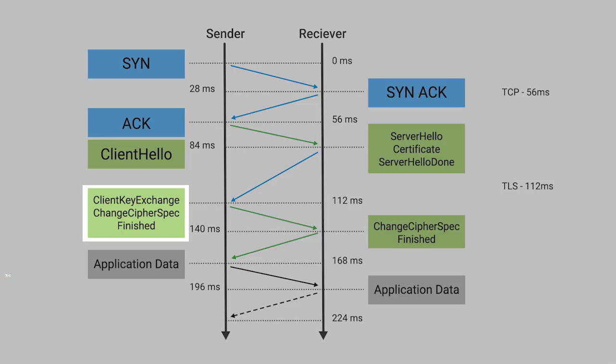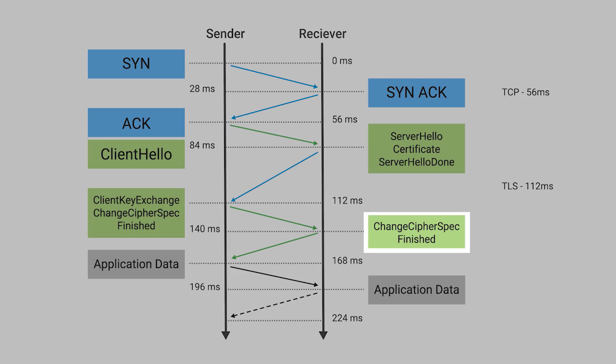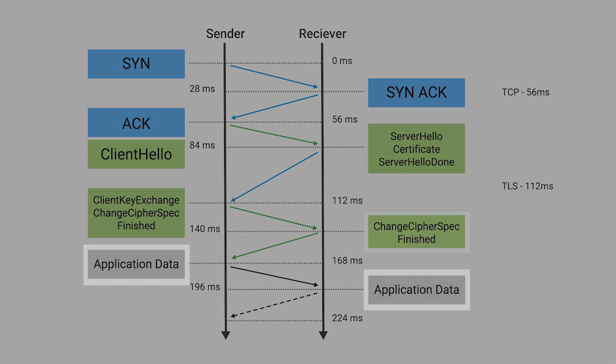This is followed by an encrypted finished message, which also serves to verify that the handshake completed successfully. The server replies with a change cipher spec and an encrypted finished message once the shared secret is received. Once complete, application data can begin to flow over the now secured channel.